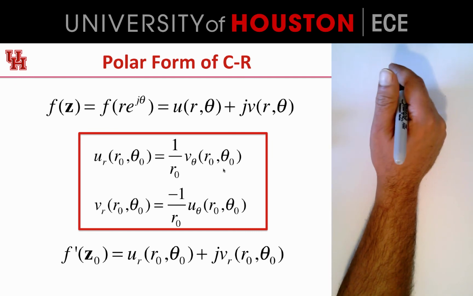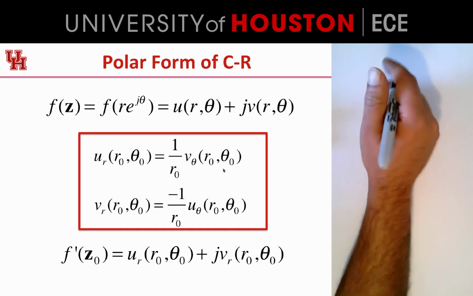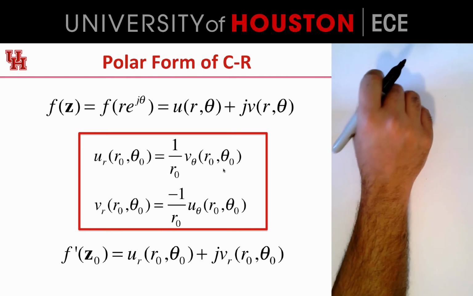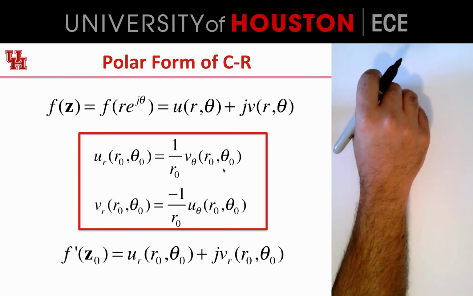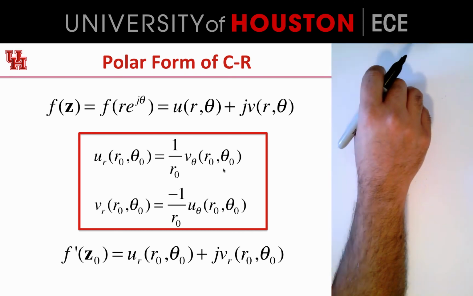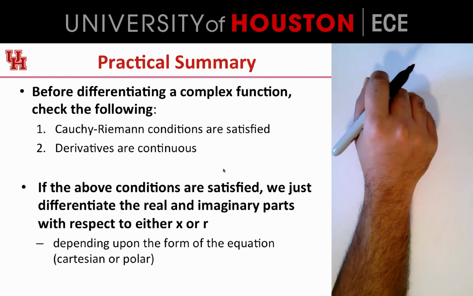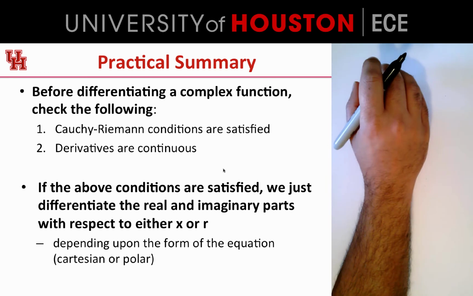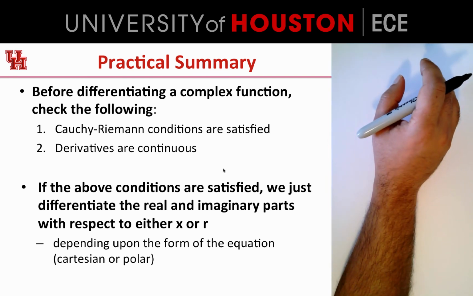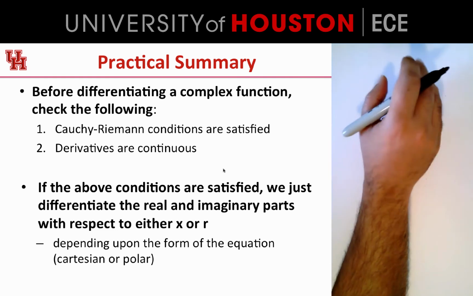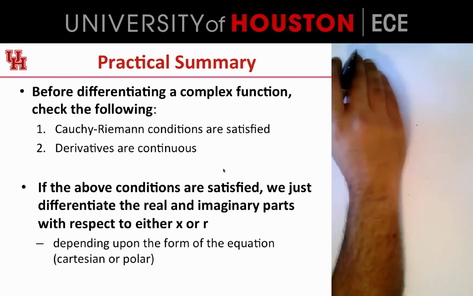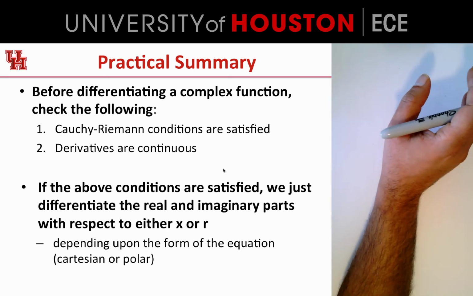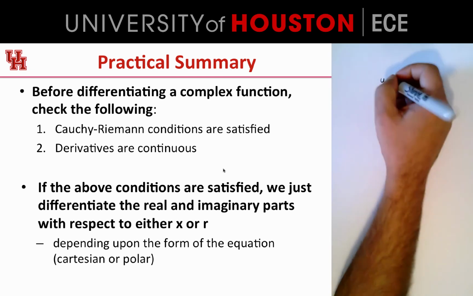So the Cauchy-Riemann equations can be derived exactly as we did for the Cartesian case, for the polar case, right? I've just written out the results in the red box on your left. So to summarize, before we differentiate a complex function, we need to make sure that the Cauchy-Riemann conditions are satisfied. u_x is the same as v_y, and u_y is the same as minus v_x, right? And this is a very compact way of remembering it, right?